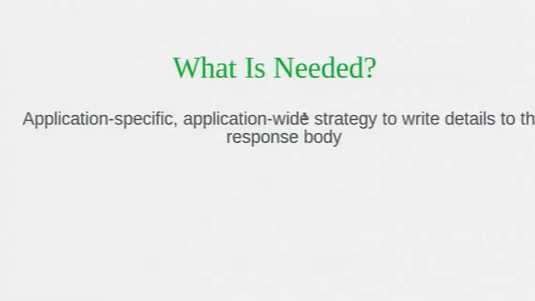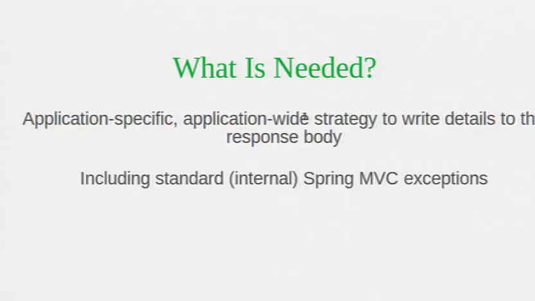So what do we need for that? Well, first of all, we need to have an application-specific and application-wide strategy to write details to the response body. So if you imagine implementing Facebook or Twitter and you want to write something to the body of the response, you want every error that comes out of your application to have such information. And that should include the Spring MVC standard internal exceptions.